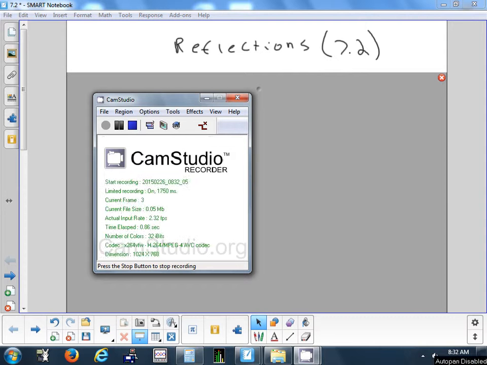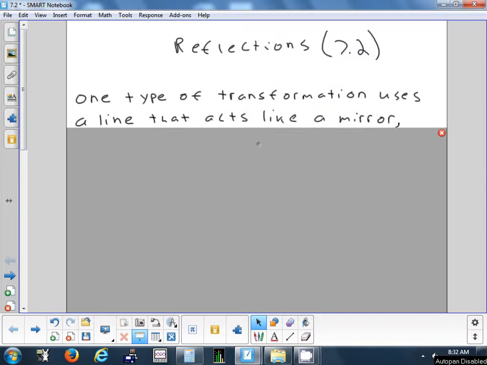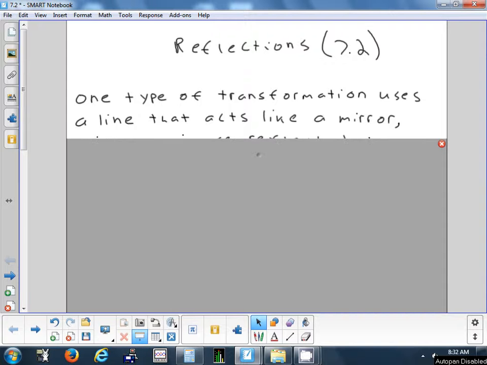All right, so let's take a look at 7.2. As I said, yesterday we had a general introduction to all the rigid motion transformations. Again, those transformations are reflections, rotations, and translations. Sometimes you call a translation a slide. Today we're going to focus specifically on reflections.